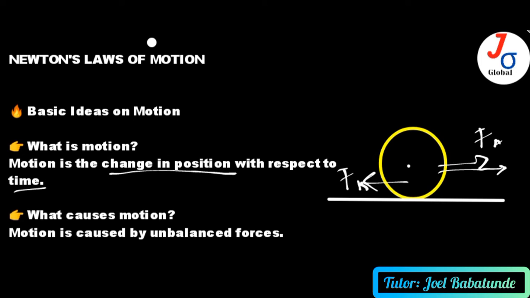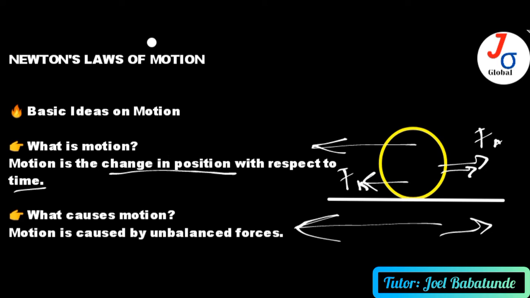If the force FB is greater in this direction, then the ball tends to move in this direction. Why? Because the force that is moving towards the left is actually greater than the force that is moving towards the right. So hence this ball will actually shift towards the left. Likewise, if two people are pulling you and you're in the middle, it's the one that has the greatest force that you move towards. So that's what causes motion.